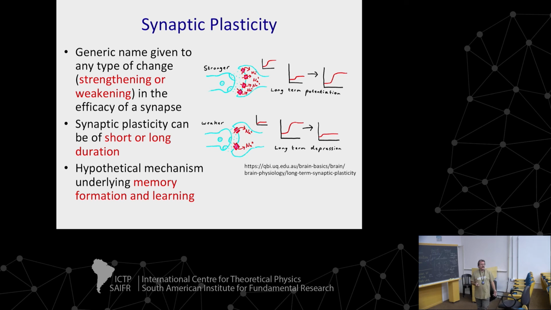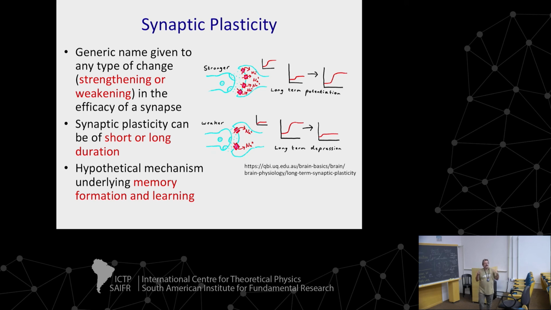Another mechanism that's very important is synaptic plasticity. Synaptic plasticity is just a generic name given to any type of change in the synaptic strength between two cells. You can imagine that the synaptic contact has some sort of efficacy measure of how efficient the presynaptic cell is in exciting, in conveying the information to the postsynaptic cell.